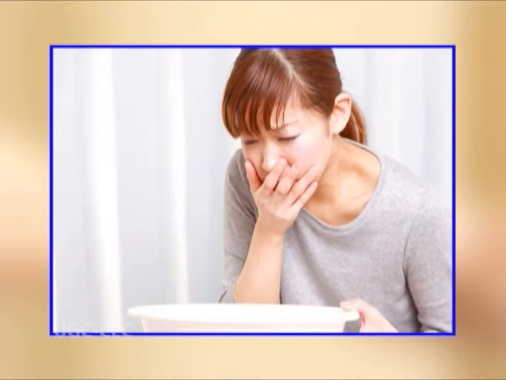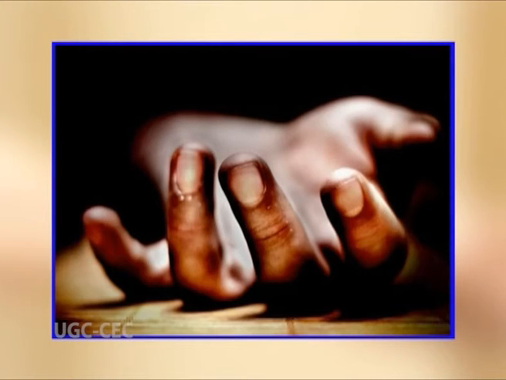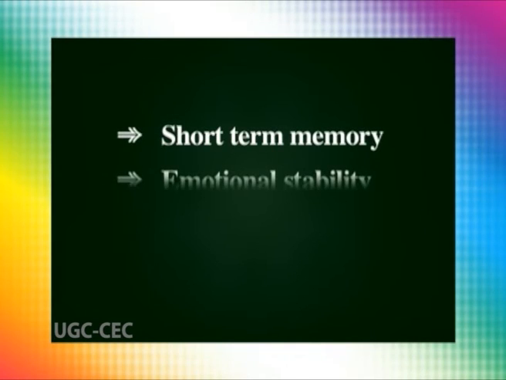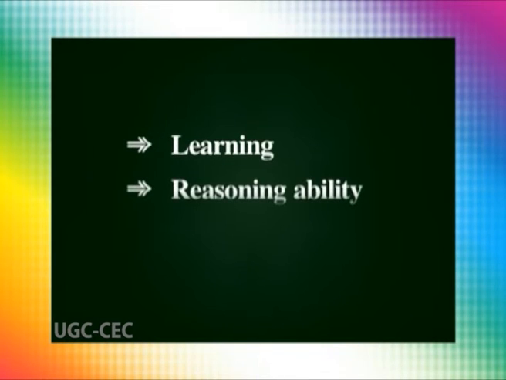Popularly known as K2 or spice, cannabinoids are chemically formulated versions of synthetic marijuana that consist of lab-manufactured tetrahydrocannabinol. Users report greater anxiety, discomfort, nausea, confusion, paranoia, and a desire for the feeling to end. These synthetic chemicals negatively affect short-term memory, emotional stability, motivation, learning, reasoning ability, and stamina.